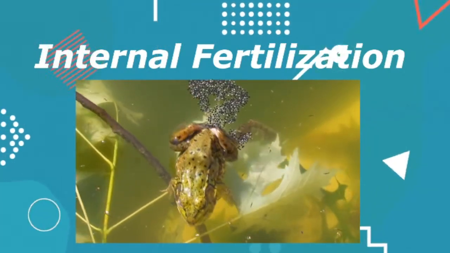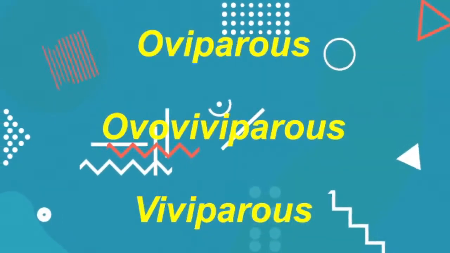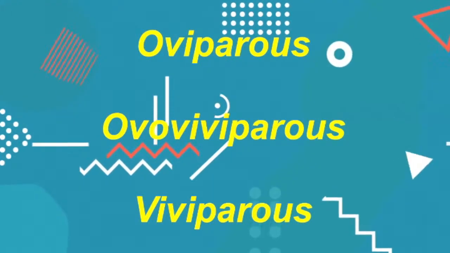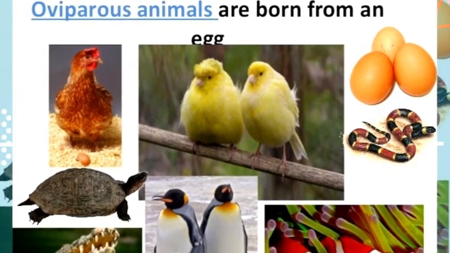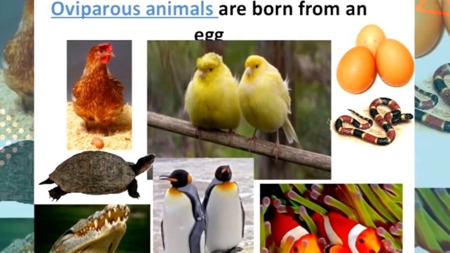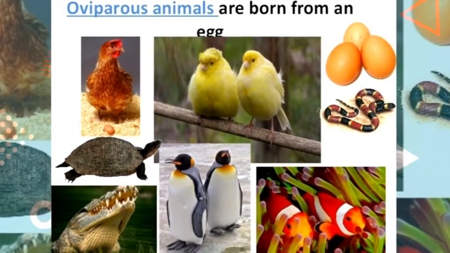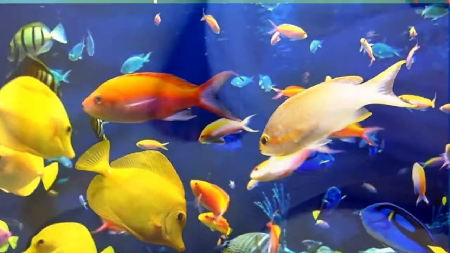This type of reproduction produces offspring in any of the following ways: oviparous, ovoviviparous, and viviparous. Oviparous animals are female animals that produce eggs or lay eggs which develop and hatch outside the maternal body. Examples are chicken, crocodile, duck, birds, and so on. Ovoviviparous animals, these are female animals that also produce eggs, but these eggs are hatched inside the mother's body. Thus, they are born live. Examples are sharks, fishes, and some snakes.